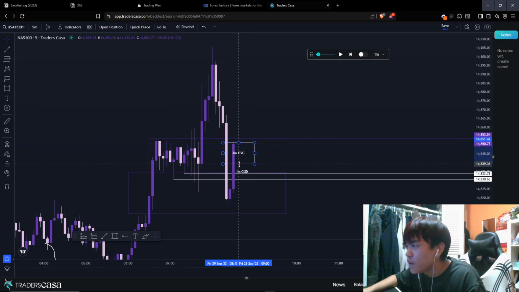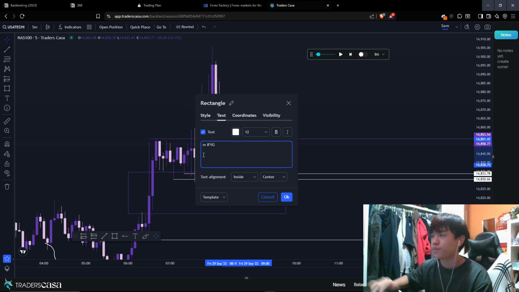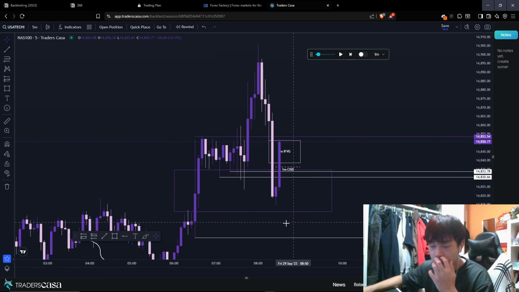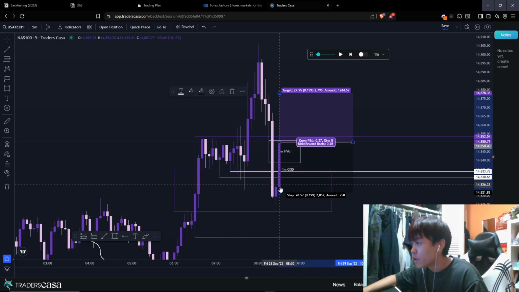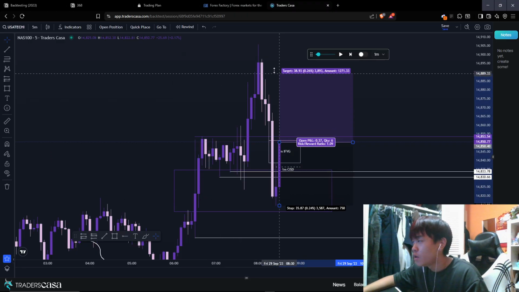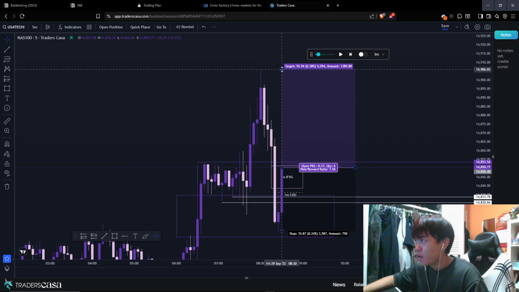We actually get this 5-minute inverse fair value gap. We get this 5-minute inverse fair value gap. We're gonna dig in my nose a little bit, and then we're gonna enter right here. Stops right here. We're gonna target the top of this wick.